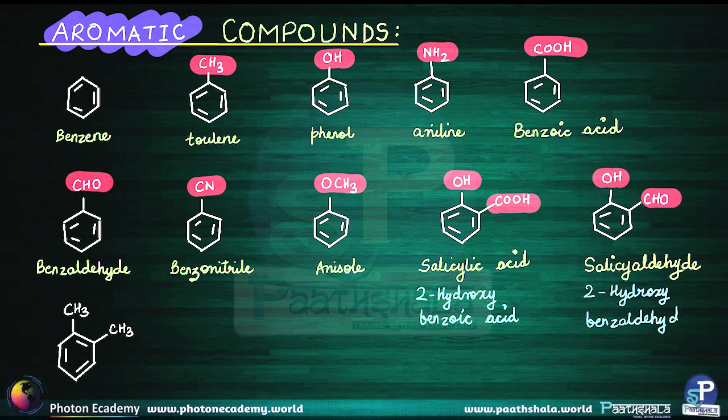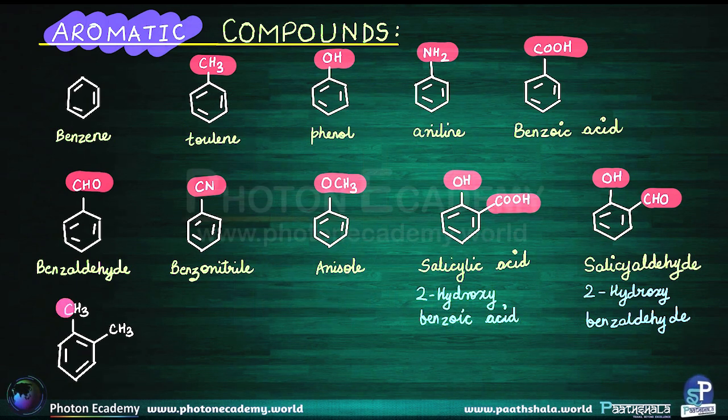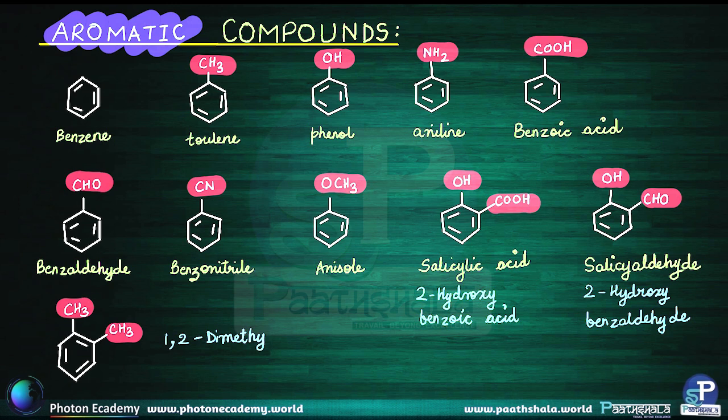Next, if we come over here and see that there are two CH3, that is two methyl groups attached over here, the name of this compound becomes 1,2-dimethyl benzene if we write it in common terms. But the name that has been assigned to it is o-xylene.